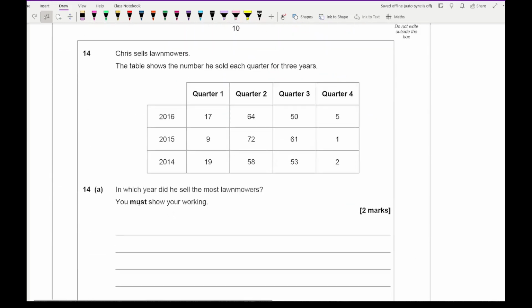So moving on to question 14, it says Chris sells lawnmowers. The table shows the number he sold each quarter for 3 years. In which year did he sell the most lawnmowers? So what we need to do here is basically add up each of those rows. If I add up this first row, all I'm going to do is simply add them up to see which year he sells the most. And so here we've got 136. In 2015, he sold 143, and in 2014, we've got 132. So in which year did he sell the most lawnmowers? That's going to be 2015.